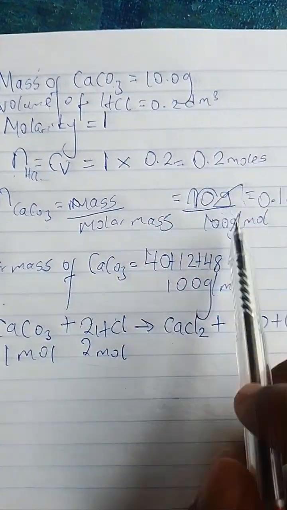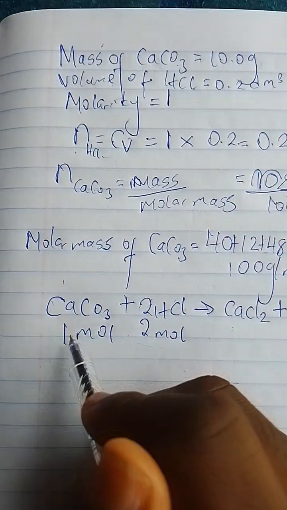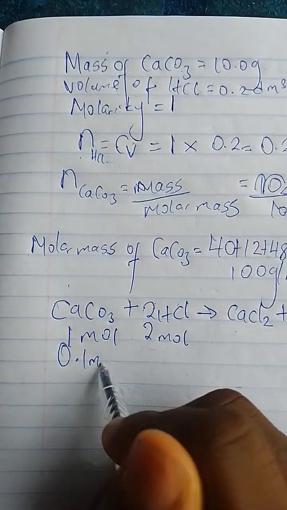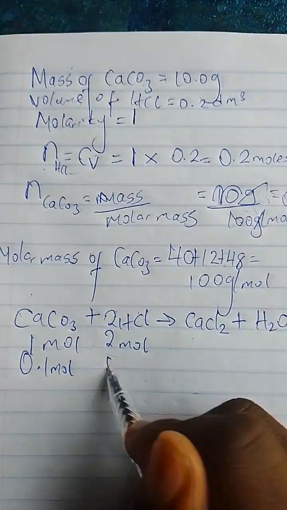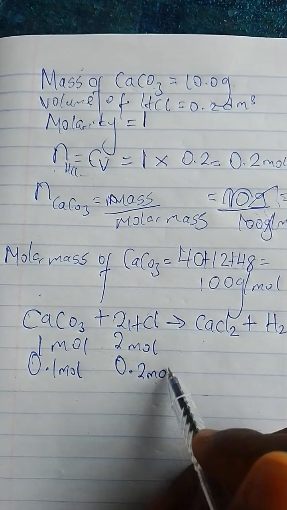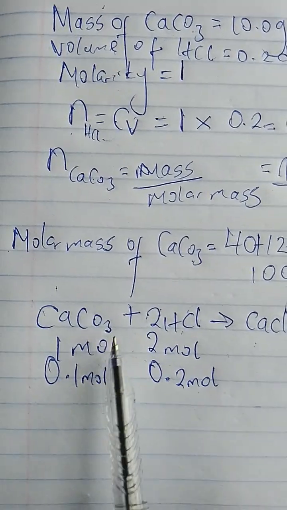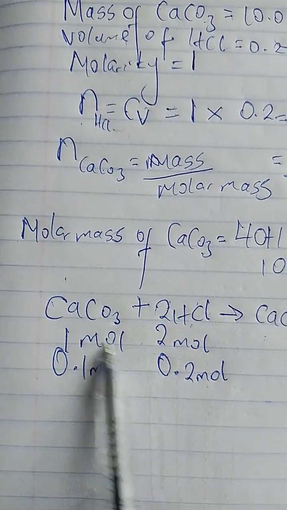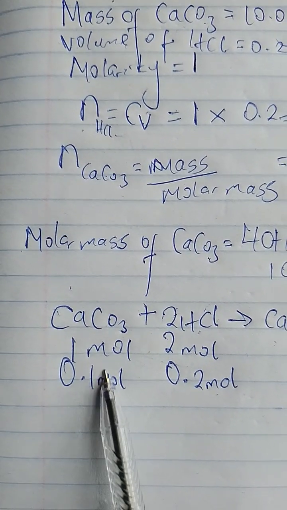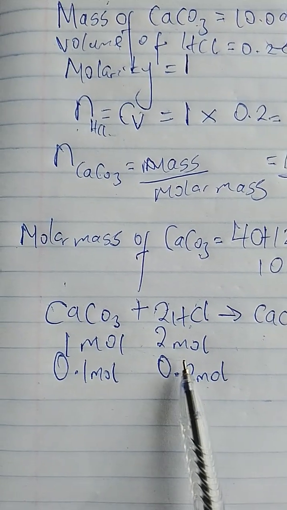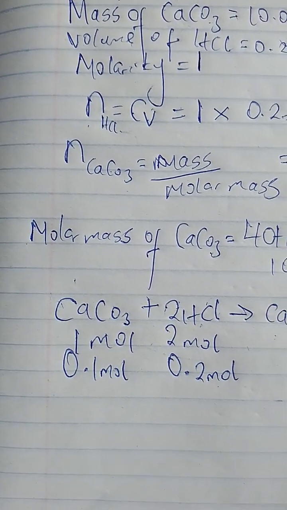And from what we solved, you can see that mole of limestone is 0.1 mole, and mole of hydrochloric acid is 0.2 mole. So the stoichiometry is even in the right ratio, 1:2, 0.1, 0.2. Now you agree with me that between this reactant, limestone and hydrochloric acid, limestone will first of all get used up before hydrochloric acid. This therefore makes limestone the limiting reagent.